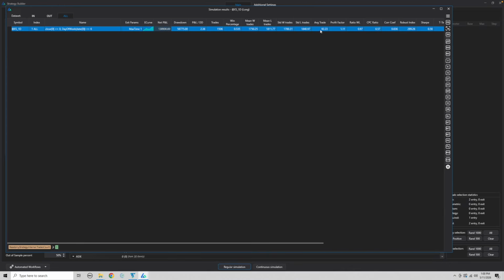That's an average trade of $92. Keep in mind, however, this does not include slippage and commissions, which would eat into that. But here again, I'm trying to prove a concept that there is an upward bias, and perhaps we could build a trading system from this.